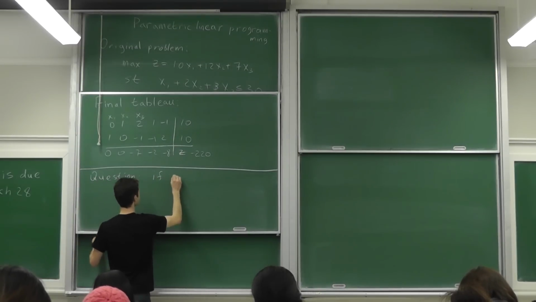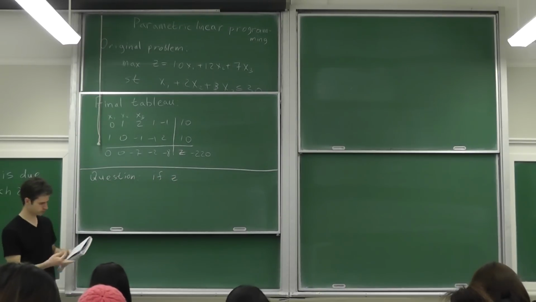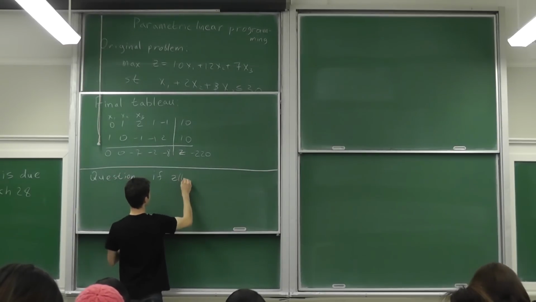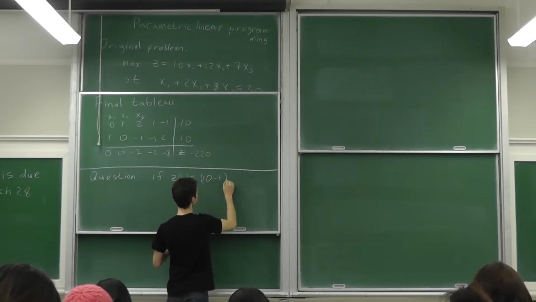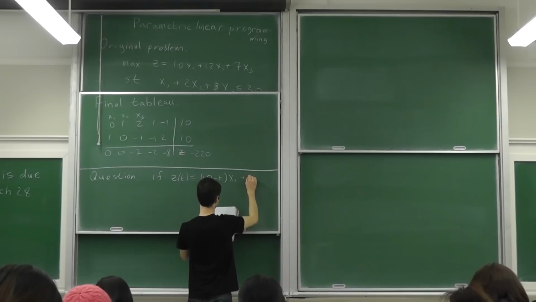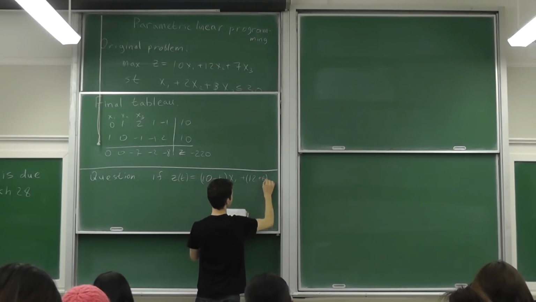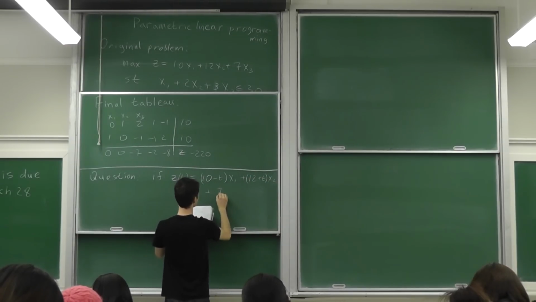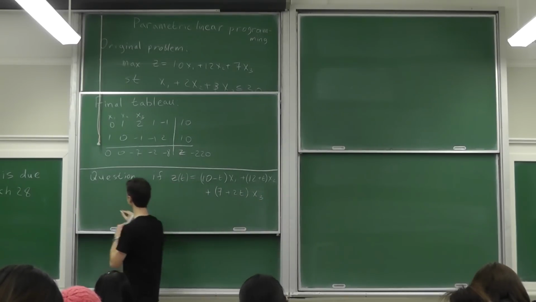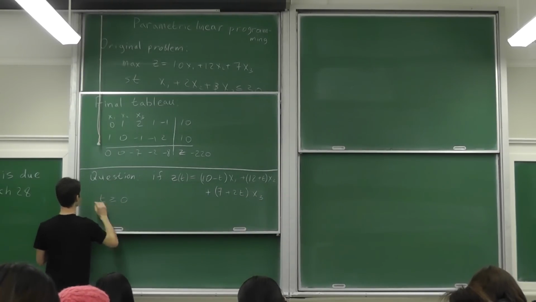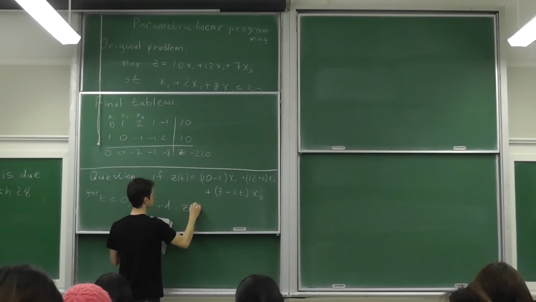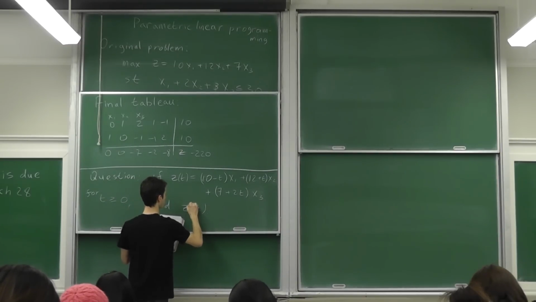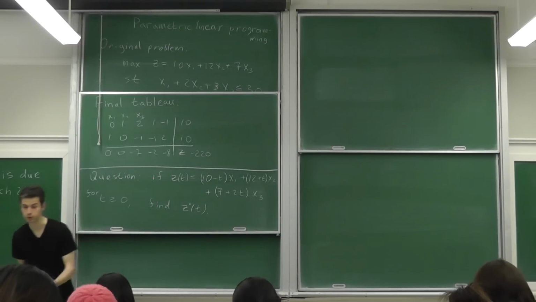If z of t is (10 minus t) x1 plus (12 plus t) x2 plus (7 plus 2t) x3, for t positive, find z of t, the optimum solution.